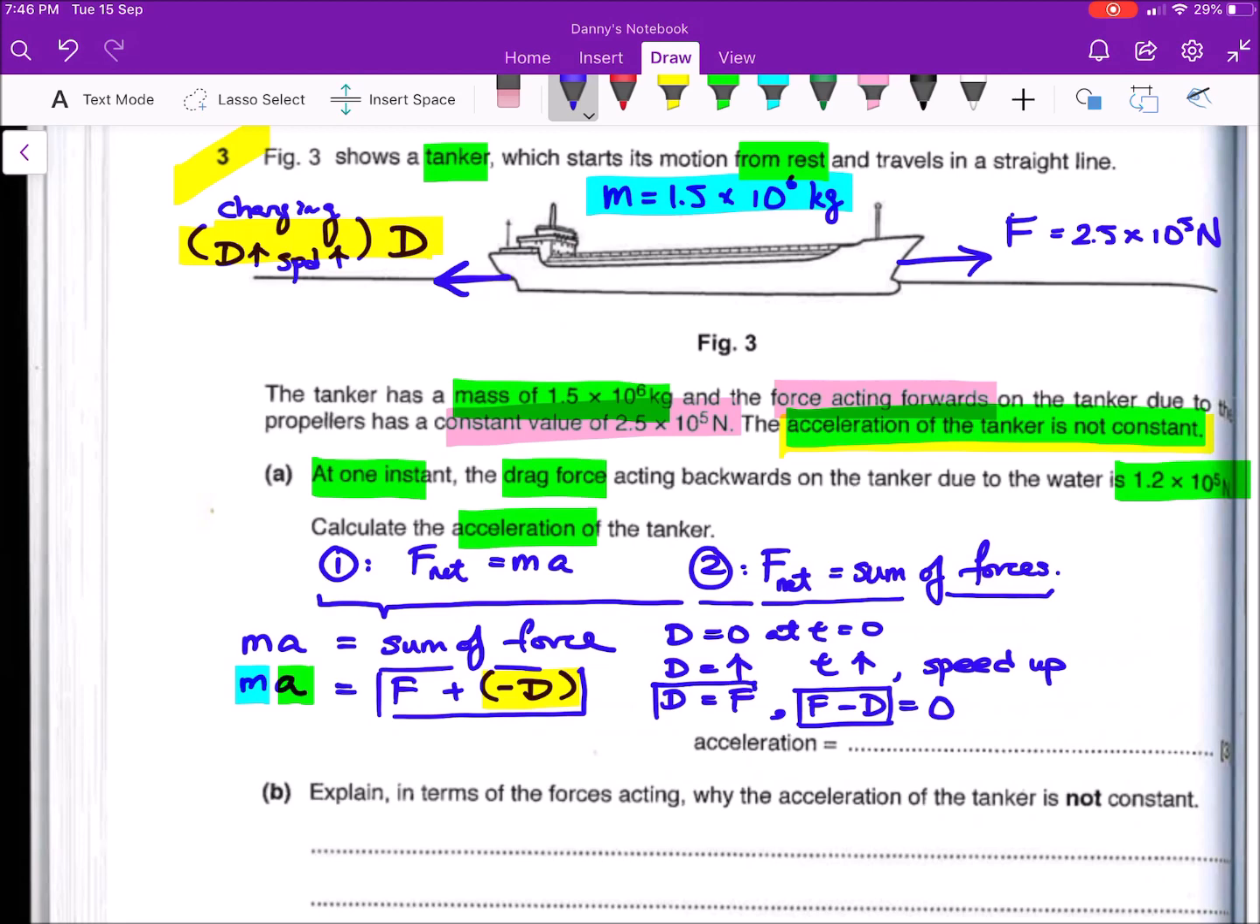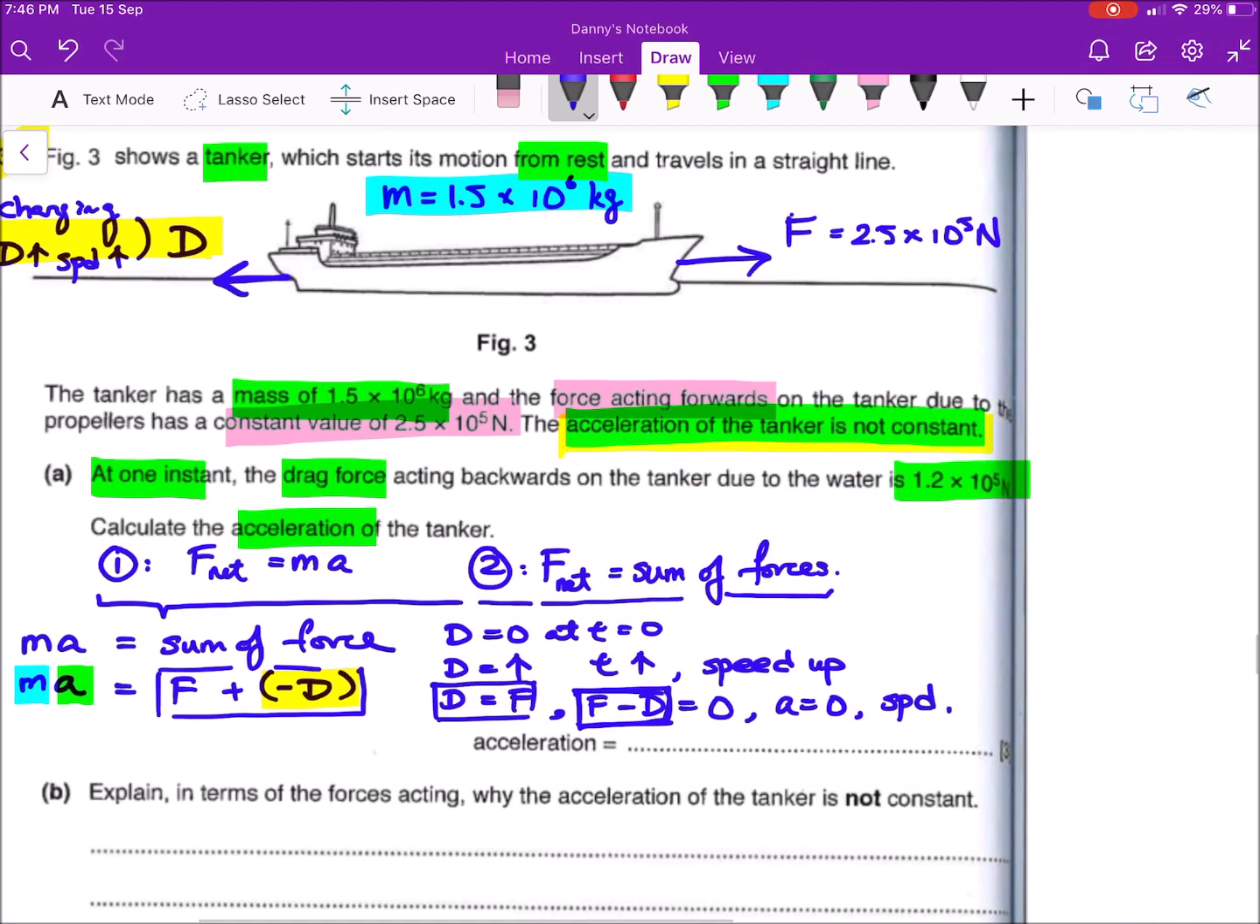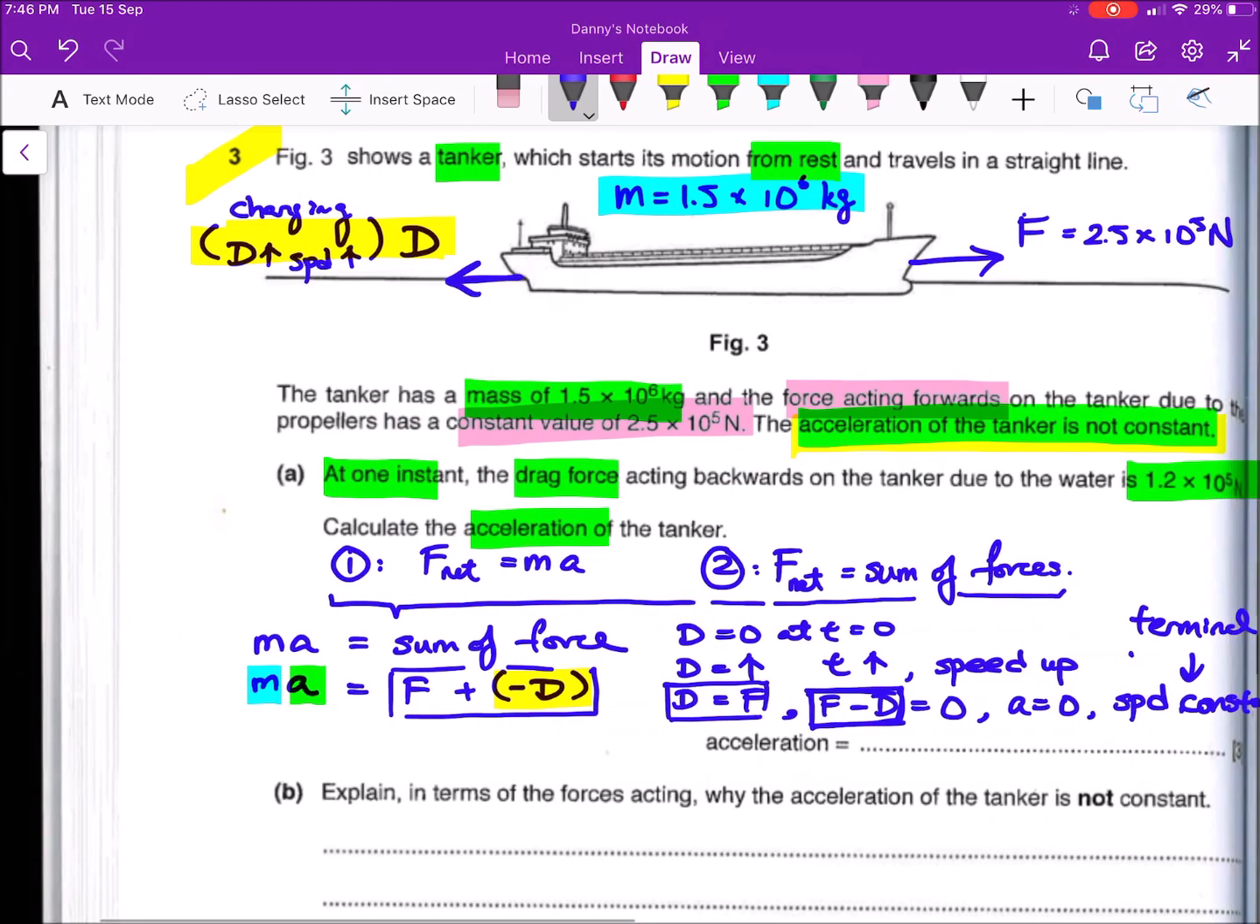And when D is equal to F, then this whole expression will become 0. And when that happens, we say that your acceleration will no longer be there, it will be 0, and your speed will basically be terminal velocity. Your speed will be constant, and we call this particular speed terminal velocity. We just give it a special name. So now let's go back to the question.